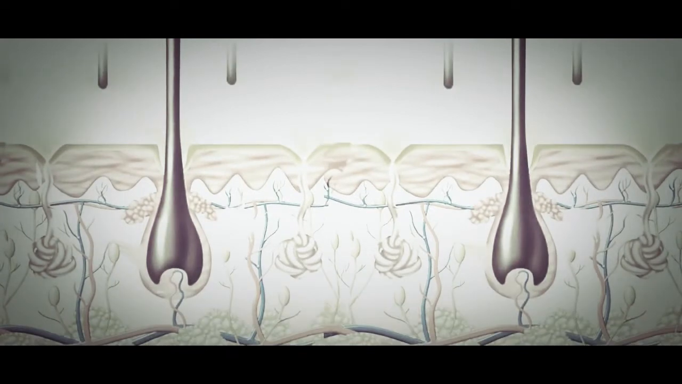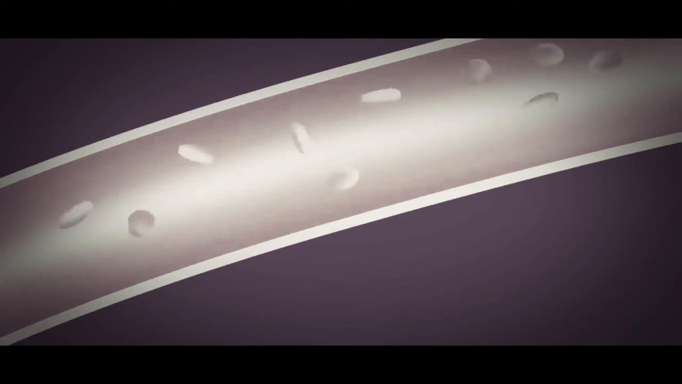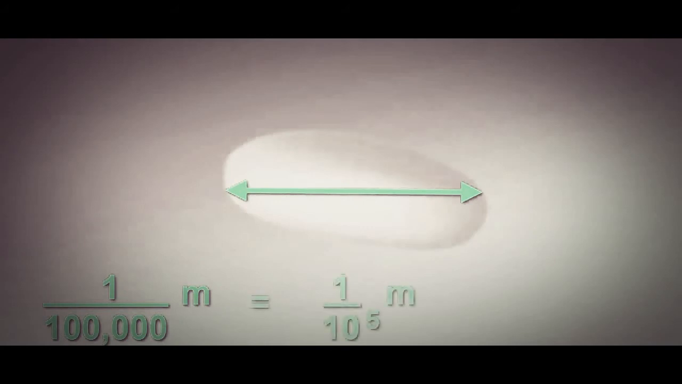Can you see his blood vessels? If we look inside a blood vessel, we can see that the flowing blood contains red blood cells, and they're about 1/10 of the width of Lee's hair, or 1/100,000th of a meter wide, 10 to the minus 5. They're too small to see without a microscope.